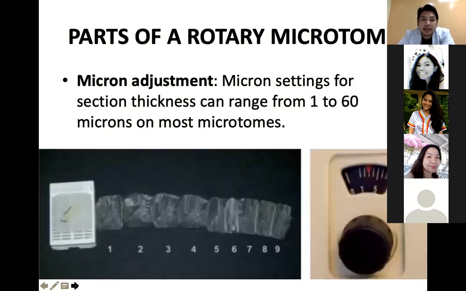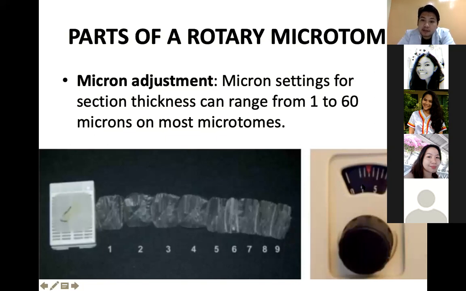Okay, next is micron adjustment, or the micrometer in other books. So, this micrometer adjustment adjusts the micron settings for sections. Section thickness can range from 1 to 60 microns on most microtomes.